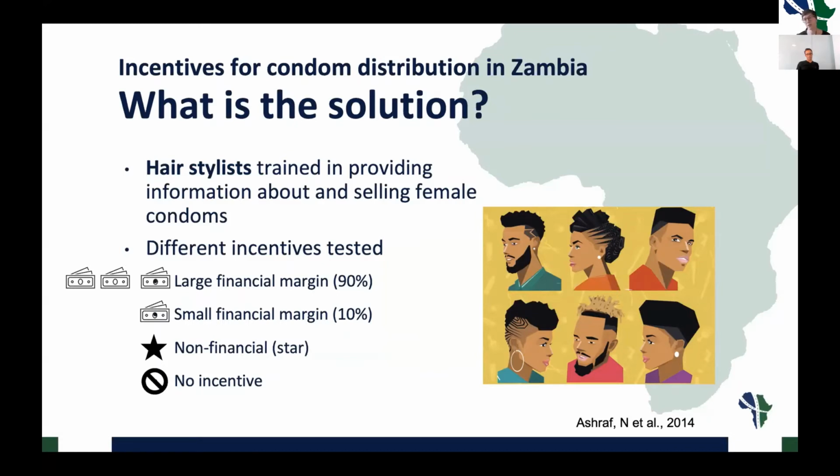And they were interested in whether financial incentives would work, or some non-financial incentives. So there was a trial arm that got a big margin on all of their sales. They got to keep 90% of the sales, a group that got a smaller margin, they only kept 10% of the sales, and then a group that just got these stars, literally these stars to put up in their hairstyling location that showed that they were doing this pro-social good, that they were being a source of sexual and reproductive health for their clients, and every pack that they sold, they got a star to put up. And then there was a group that got no incentive.